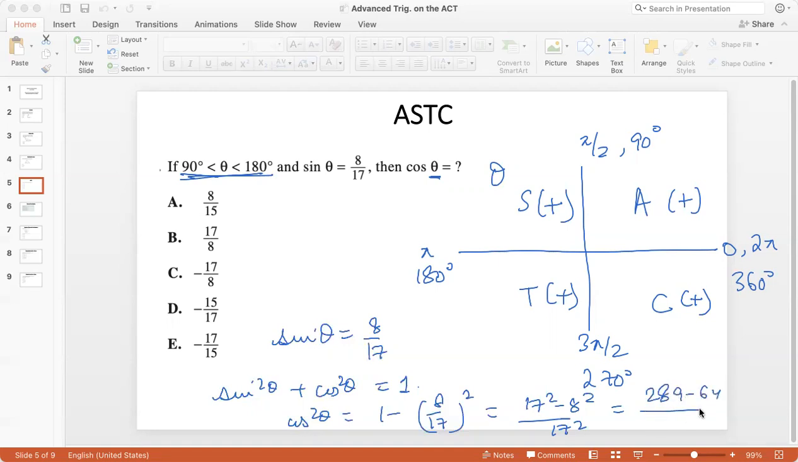289 minus 64 by 289, which is 225 by 289. So cos squared theta is 225 by 289. So cos theta would be plus or minus 15 over 17, because the square root of 225 by 289 is 15 over 17. Now, since theta is between 90 and 180, I would take the negative value, because in the second quadrant, cos is negative. So my answer would be negative 15 over 17, option D.